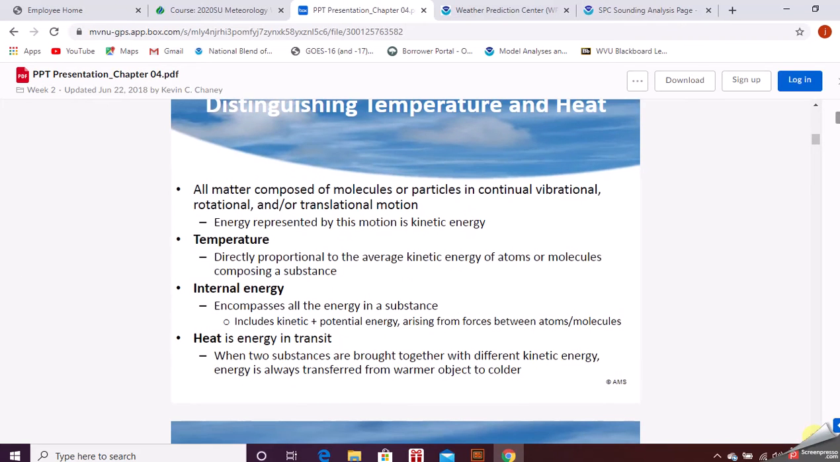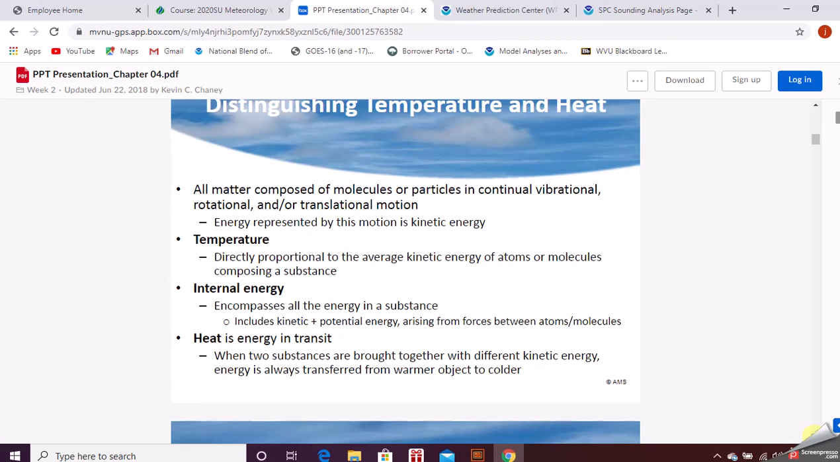So first, let's define temperature. Temperature is proportional to the kinetic energy of atoms or molecules. So what are we talking about? Well, an atom moves, and so do molecules. They have a motion to them. That motion, the faster it is, the hotter the temperature. The slower it is, the cooler the temperature. That motion is what's proportional to temperature.